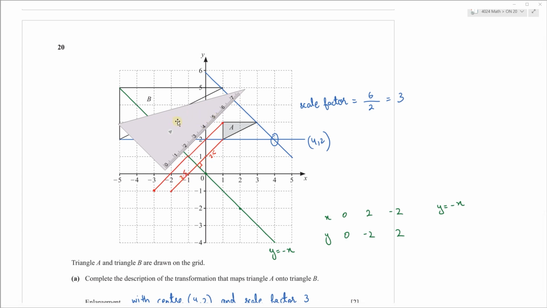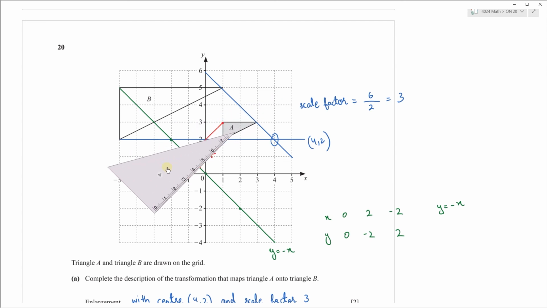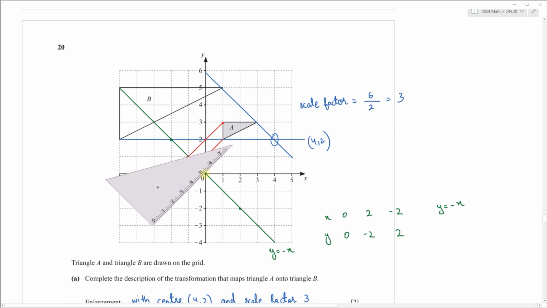And then let's do it for the last vertex here. So if I align my set square, so this line will pass through origin, and my distance is about 5.3 to 5.4. So if I go 5.4 on the other side, so I'm placing my 5.4 here, so my 0 is almost at this point.